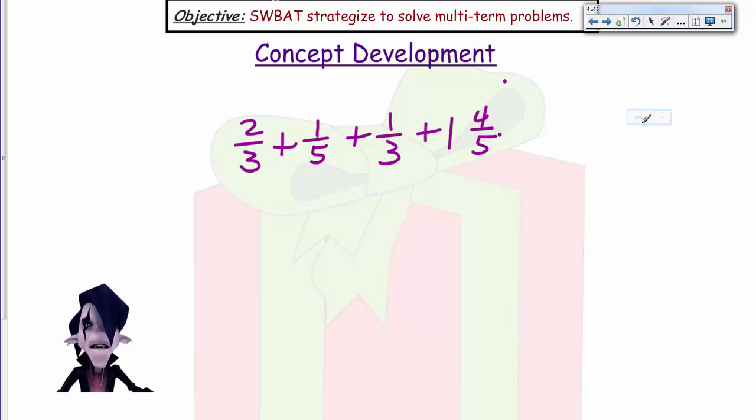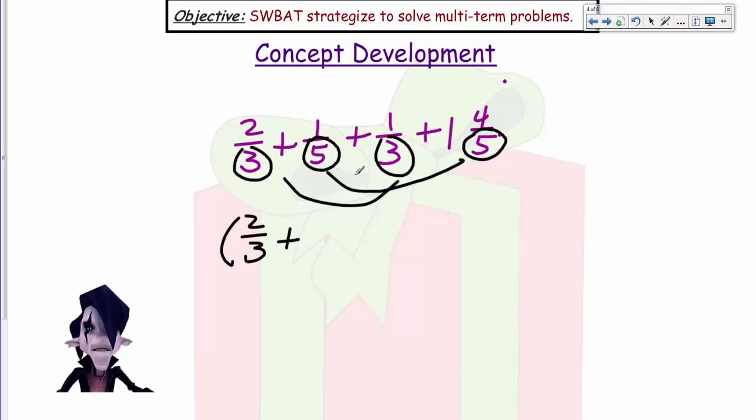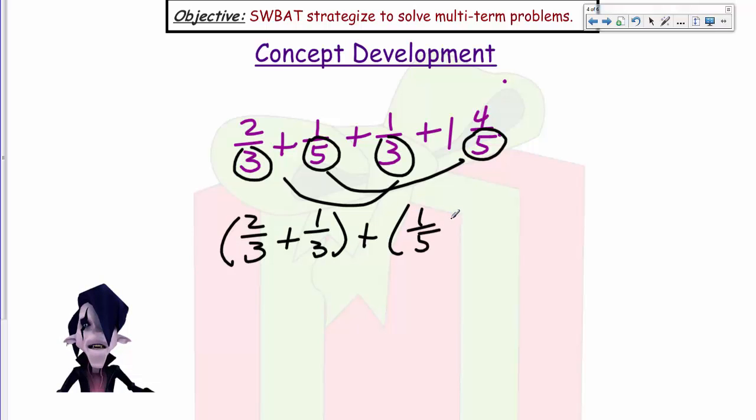Whoa, you know what I see. Look at here. And I bet you already saw it. Do you notice here that we have thirds? How many of you saw that? Go ahead, raise your hand. Okay, I can't see your hands. So, look at that. We have fifths here and we have thirds. That's great when it comes to adding because we could switch them around. We could put our 2/3 and add that to the 1/3. Yeah, that's the ticket. And then put our 1/5 here and add that to our 1 4/5.